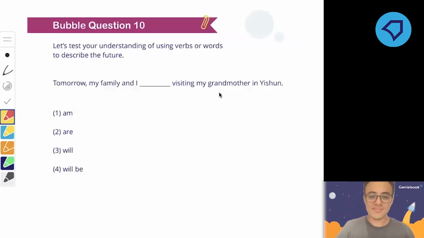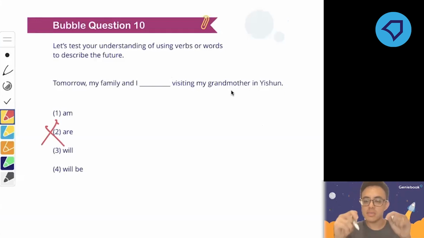Number 10. Tomorrow, my family and I visiting my grandmother in Yishun. Number 10 in 3, 2, 1. Let's go. Okay. Now, many of you chose "are visiting." Quite a few of you chose "are visiting." I'm going to explain to you why.